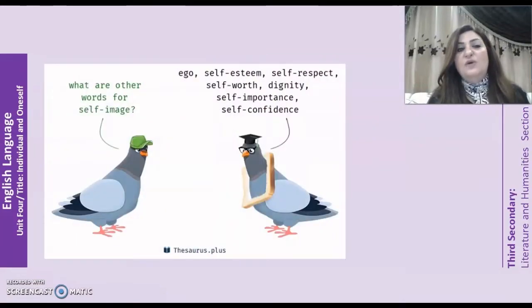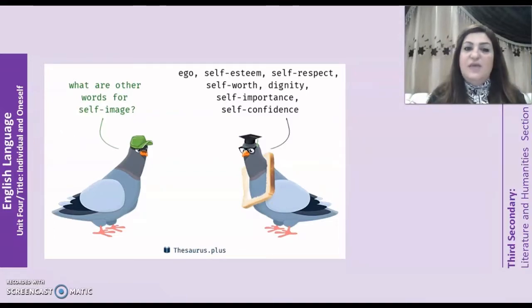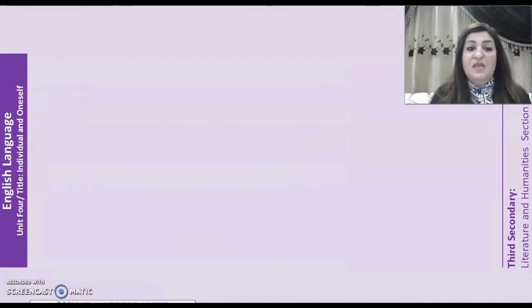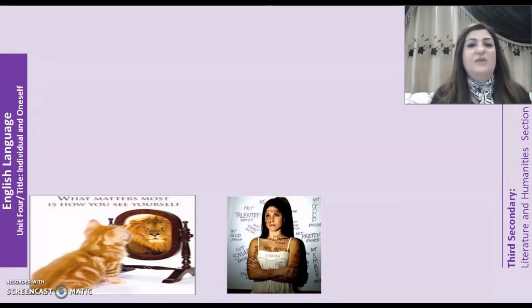What are other words for self-image? It is ego, self-esteem, self-respect, self-worth, dignity, self-importance, and self-confidence. All these terms reflect self-image. Now some people overestimate themselves. As you see, this cat looks at the mirror to see a lion. Other people underestimate themselves, like this young girl. She believes she is not talented, she is not smart.